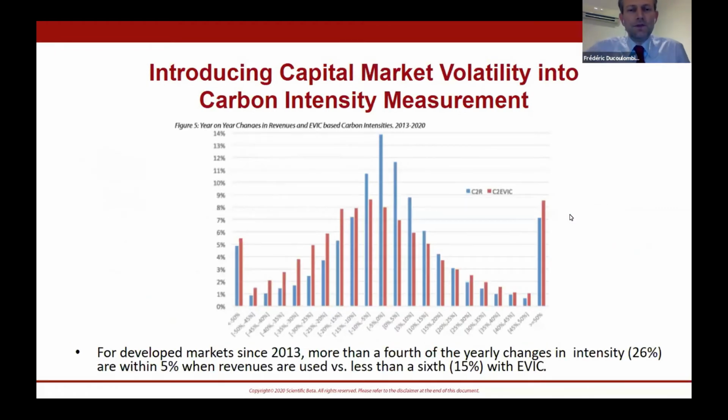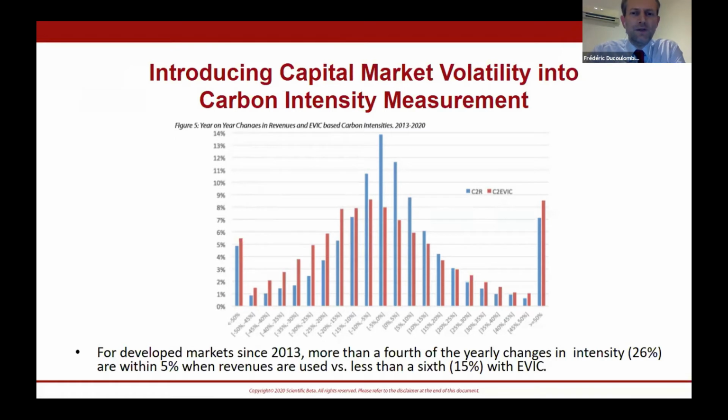This is meant to give you an idea of the problem. What we did here is we took the last 7 years of emissions data across our developed universe, and we computed carbon intensities using revenues or using EVOC, enterprise value including cash, which is the metric used by the regulation. And we look at the year-on-year changes across all the companies in the universe.